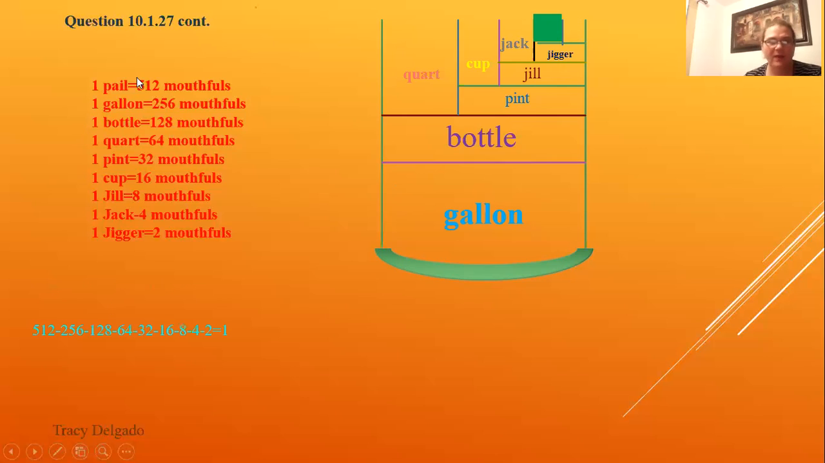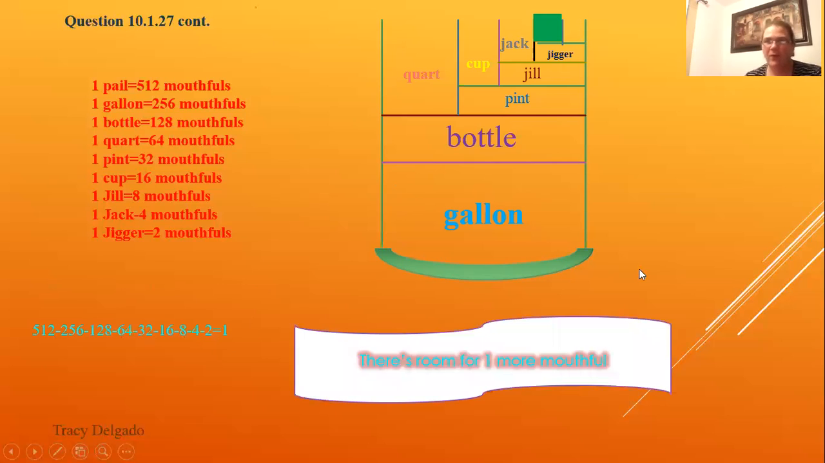And when we take all of these things, we're going to subtract it. 512 minus 256 minus 128 minus 64 minus 32 minus 16 minus 8 minus 4 minus 2 gives us 1. So therefore, there's room for 1 more mouthful. And that was a mouthful.